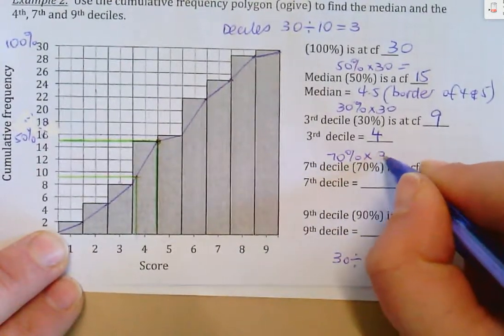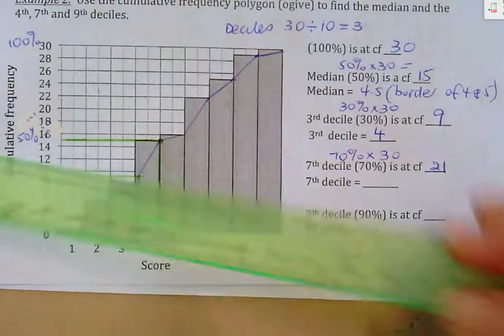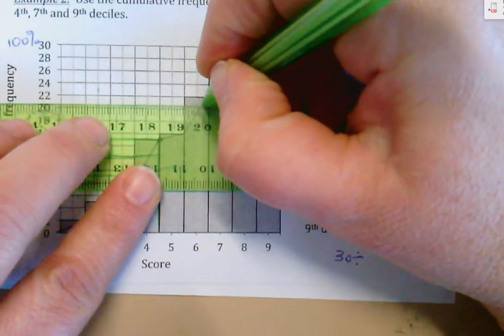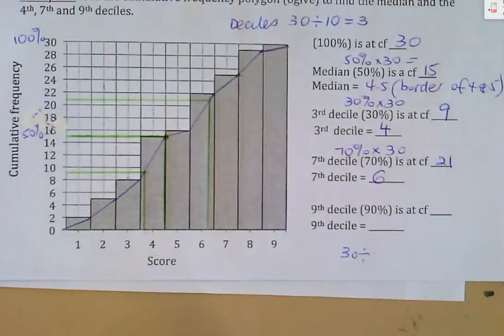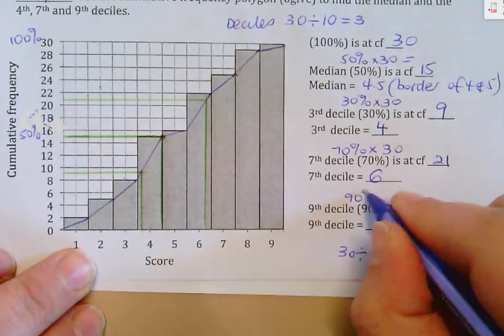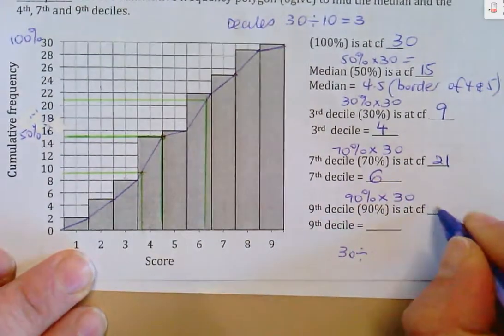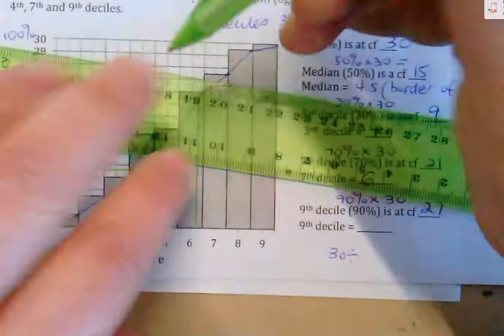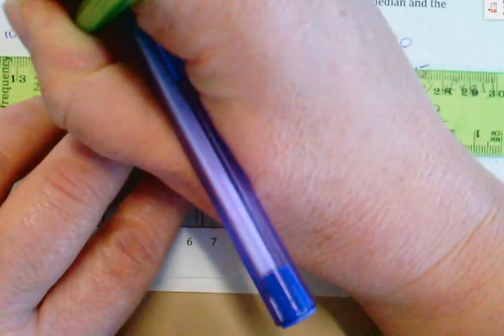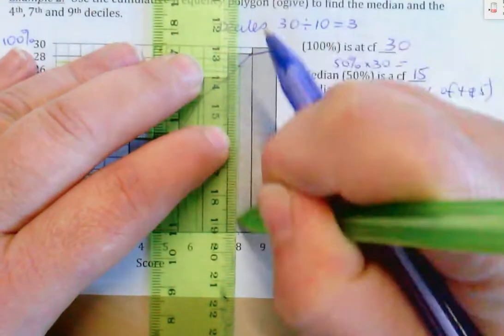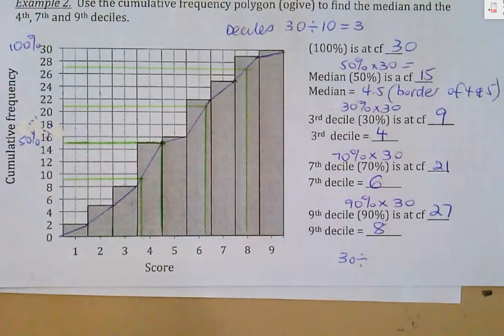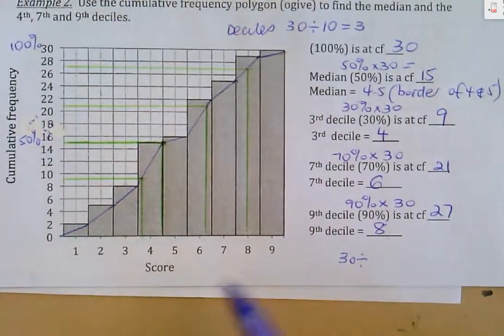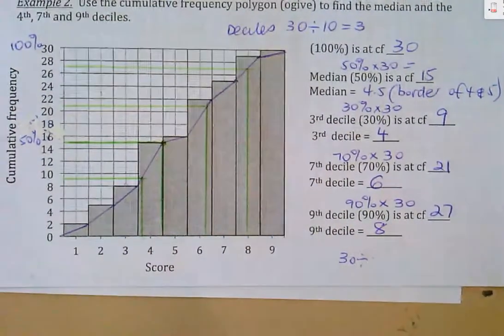The 7th decile is 70% of 30 scores, which is cumulative frequency 21. Come across at 21, and it sits in column number 6, so it is 6. The 9th decile, which is the 90% mark, and 90% of 30 is 27. We come across at 27. And it doesn't matter where in the column you sit, it will be 8. Now, the story is going to be different if the data is not discrete data like this. This is discrete numerical data. Okay, you just read off in the column that you're at.